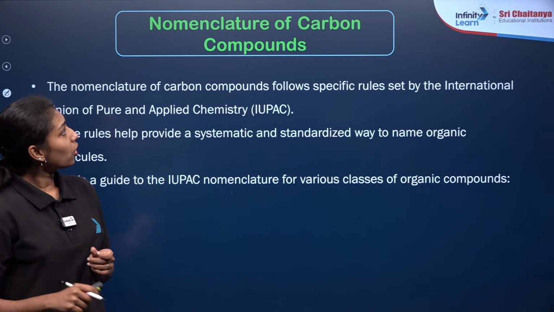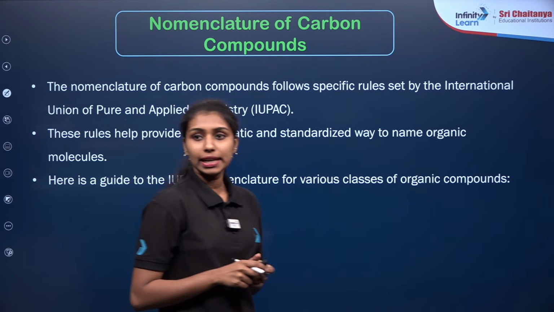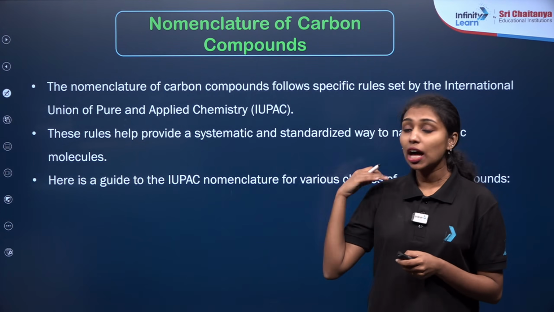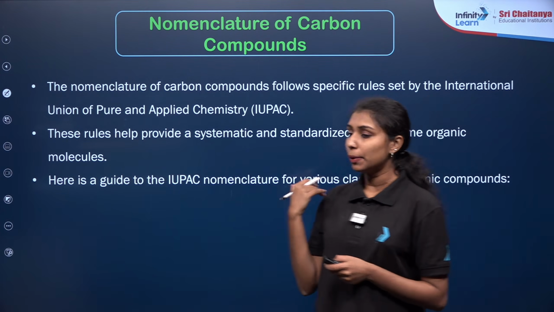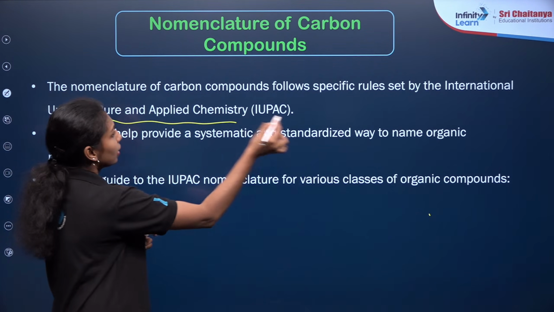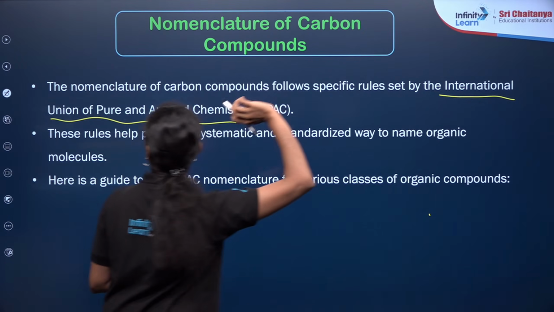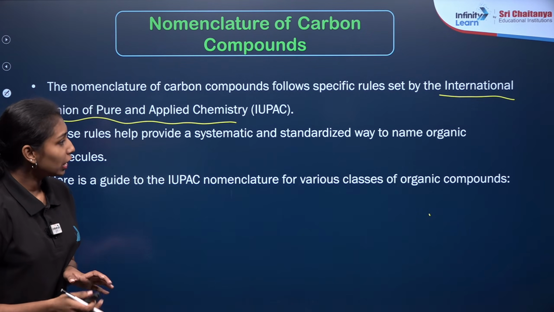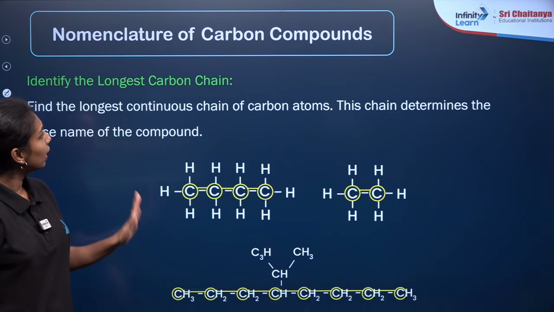Now let us discuss the nomenclature of carbon compounds. We have already seen how to give the IUPAC naming of carbon compounds. IUPAC stands for International Union of Pure and Applied Chemistry, and there is no need to memorize it. We need to focus on the rules here.